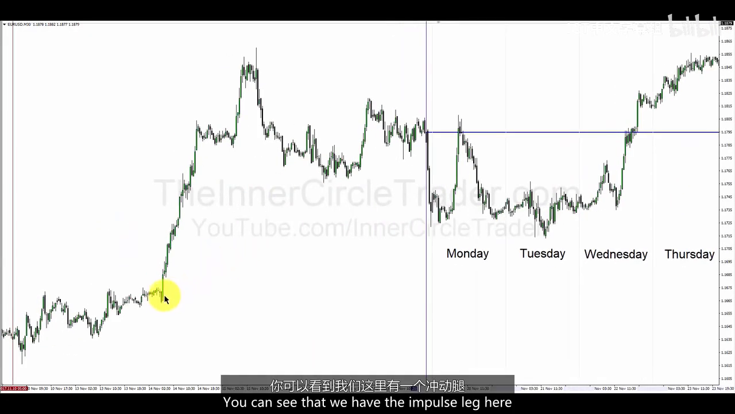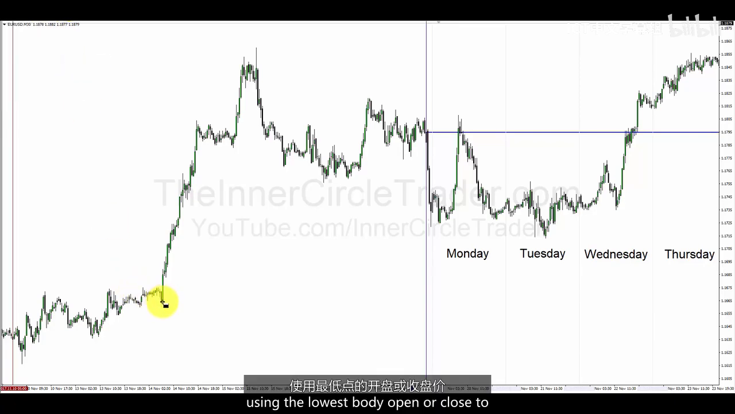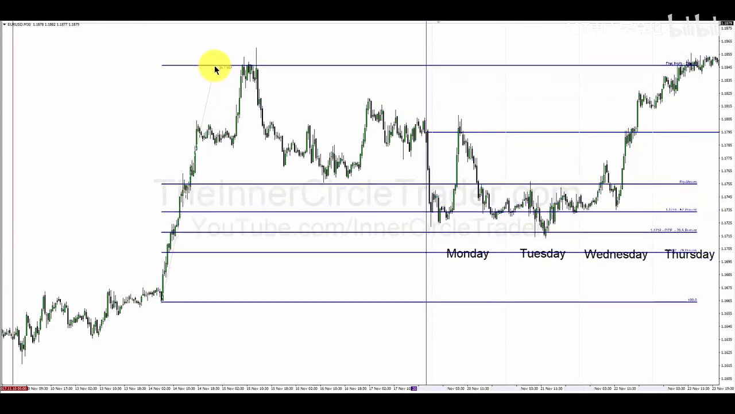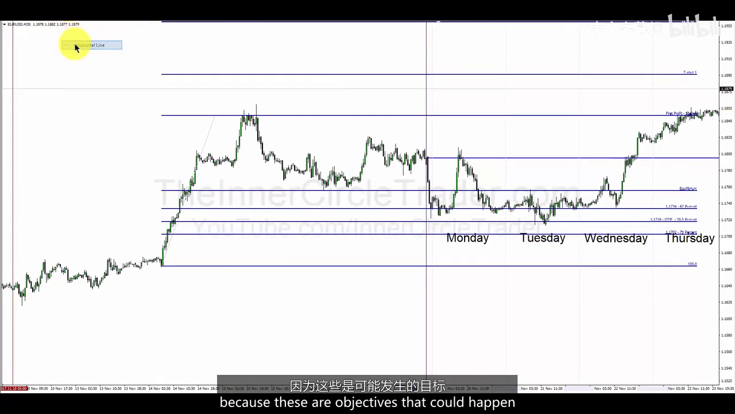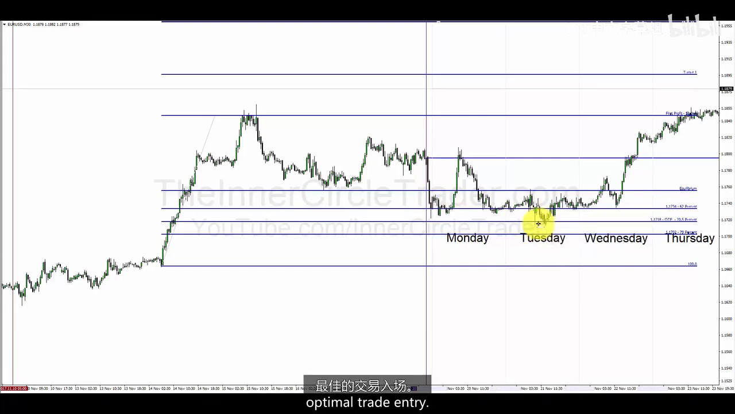You can see we have the impulse leg here to the high. So we're going to run our fib on that using the lowest body open or close to the highest body open or close. Right there. Okay. Now we're going to put some horizontal lines in because these are objectives that could happen going into the new week, because as the market was closing here, it started trading on Sunday, declined Monday, and then Tuesday creating a beautiful hit on the 70.5 level for optimal trade entry.